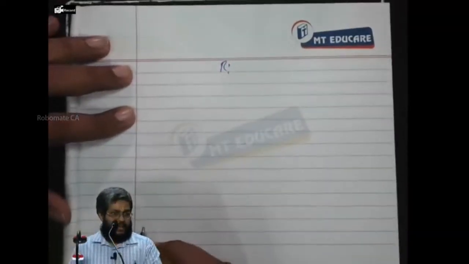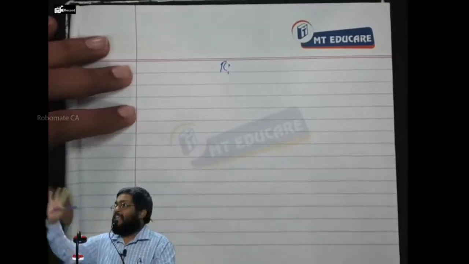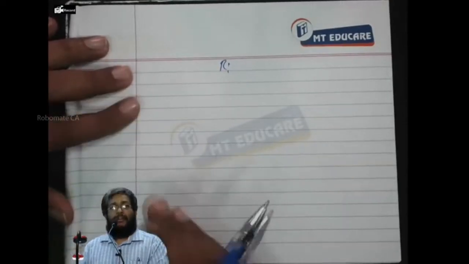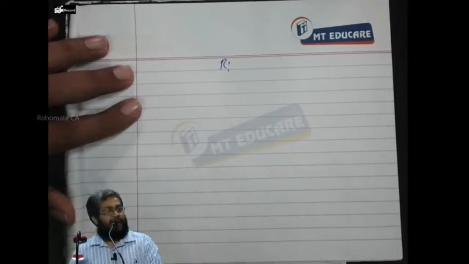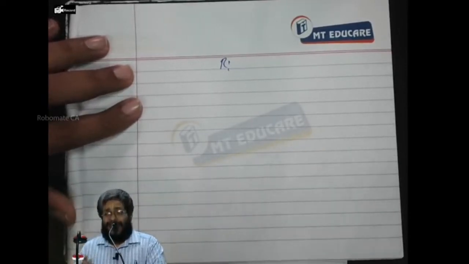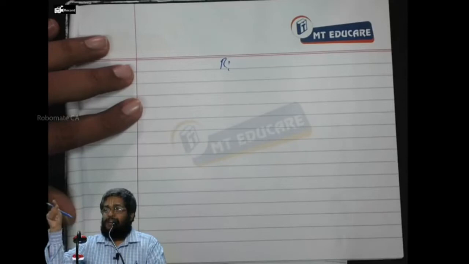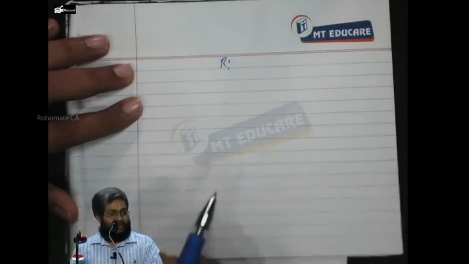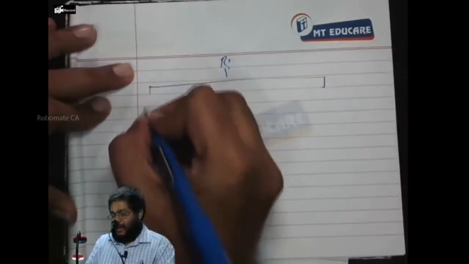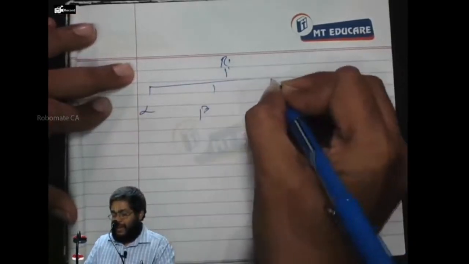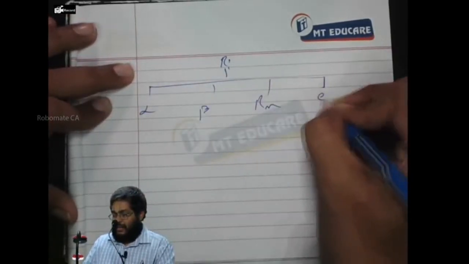Return of a security is influenced by 4 factors. For example, what return is the JK Limited share expected to give? The return which I expect from the JK Limited share depends on 4 factors, as in the formula. So what are the 4 factors? Alpha, beta, RM, and EA.